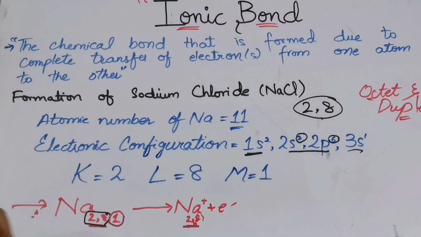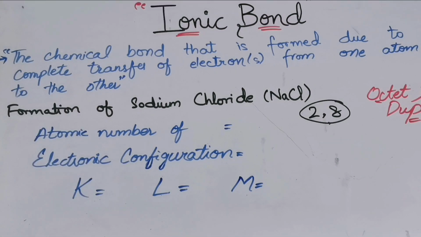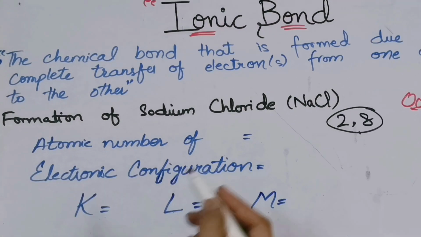Now let us go towards the chlorine. I will write the atomic number of chlorine, that is 17.